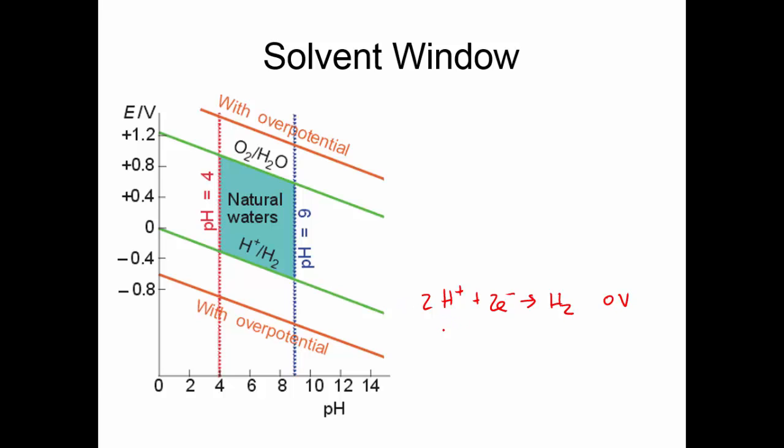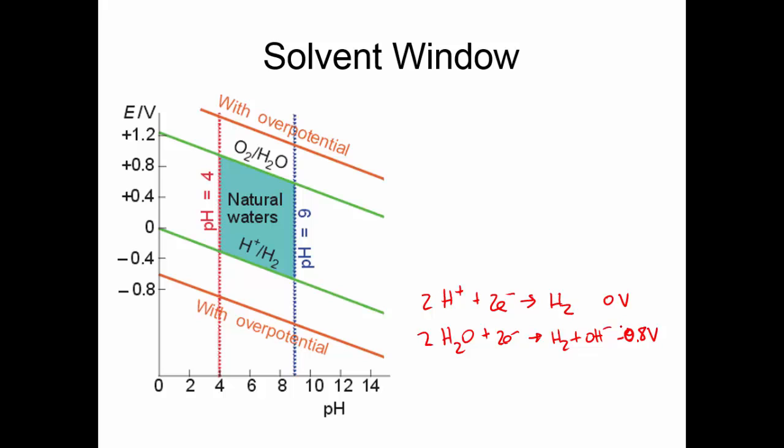Water can also do this same reaction. As we know, there's protons in water. So if we add 2 electrons to water, we can make hydrogen gas and hydroxide. This occurs at negative 0.8 volts.